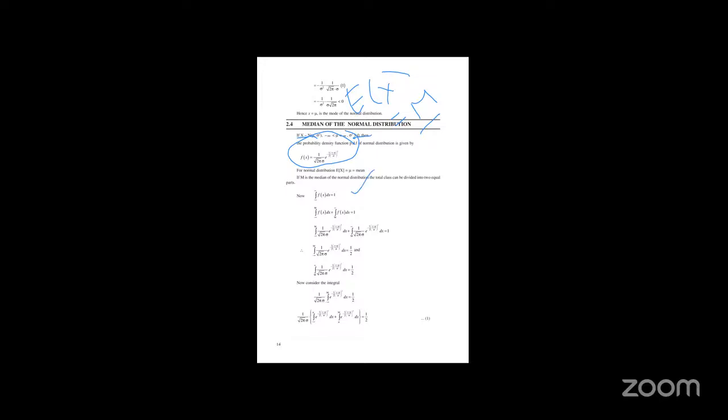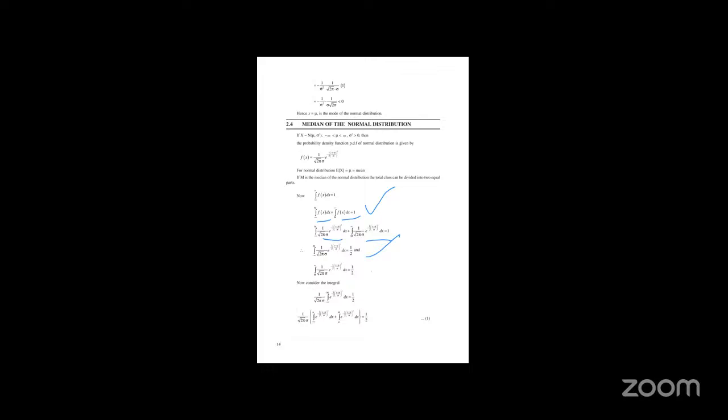Now we'll consider this one: integration from minus infinity to infinity of f of x dx is equal to 1. This is the integral from minus infinity to m of f of x dx plus the integral from m to infinity, so we are dividing into two different terms, and this equals 1. We'll substitute the f of x value here. After substituting the f of x value, we'll consider it as 1 by 2, and this will come to this side.